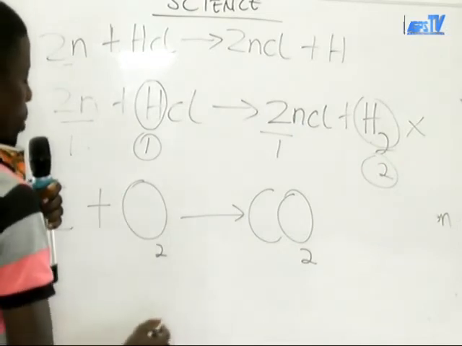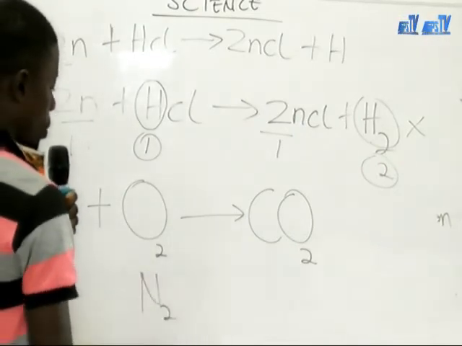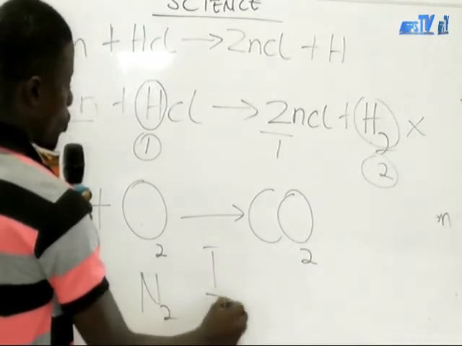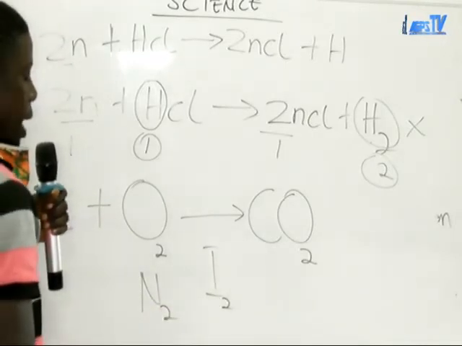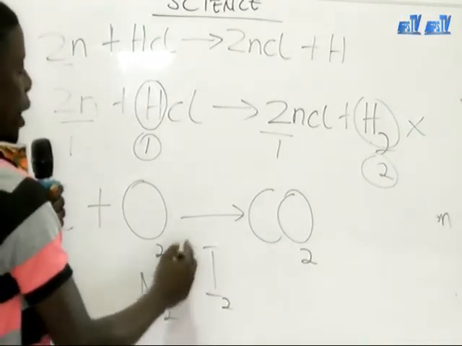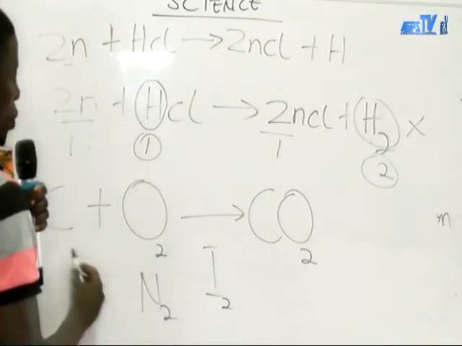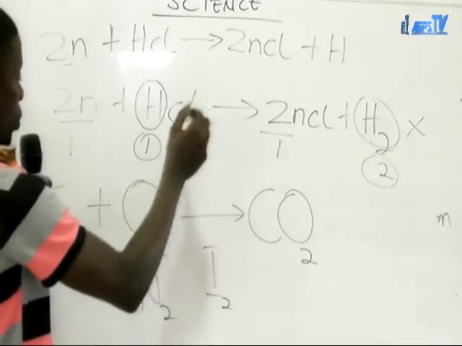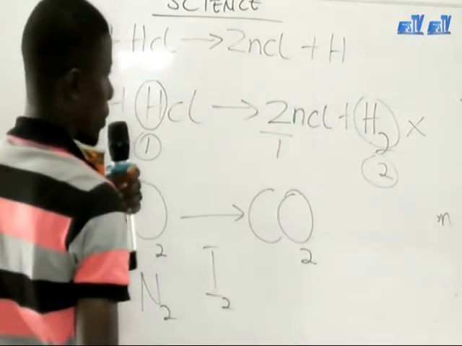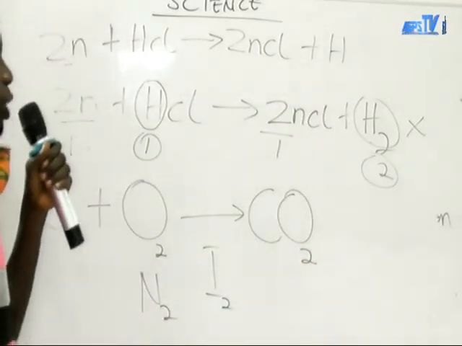Other examples of diatomic molecules are N2, Cl2. All these are examples of diatomic molecules. So when they combine, they form this one. I want you to take note, and hydrogen is part of them. Hydrogen is part of the diatomic molecules.